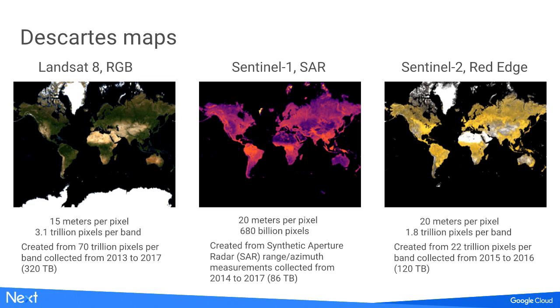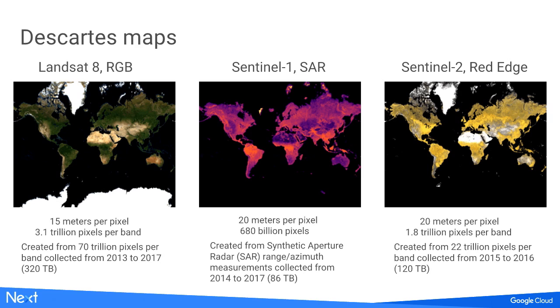But beyond the normal visual bands, there are some newer satellites that collect information in very different ways. So in the middle there you see Sentinel-1, which uses synthetic aperture radar. So it shoots down microwaves at the Earth and measures what gets reflected back. So it can see through clouds, and it can detect things that are very difficult to detect in normal light.